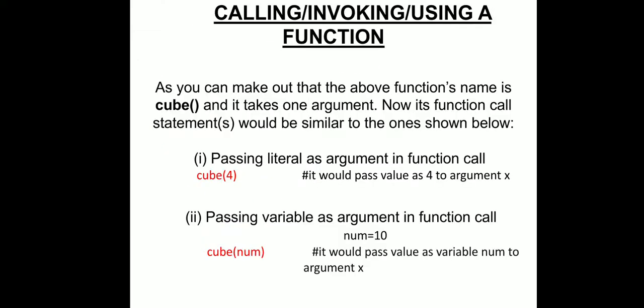And then definitely we have to call it. So the way to call it, we will write the cube, then in bracket 4 we will write, then cube, then we will write the num. So here are two methods. Passing literal means constant value you can pass in case of cube function, and then you can pass the cube num. If you want to do the calculation, you can pass the number also.